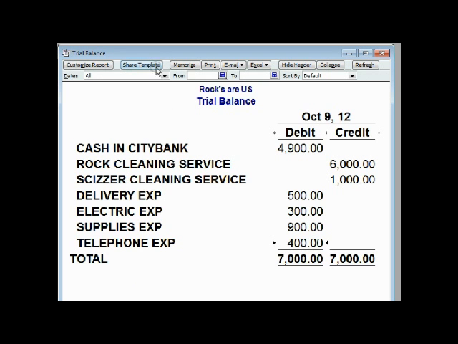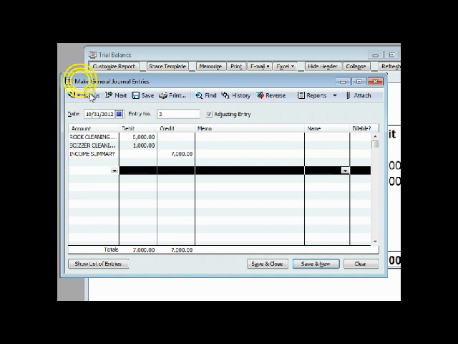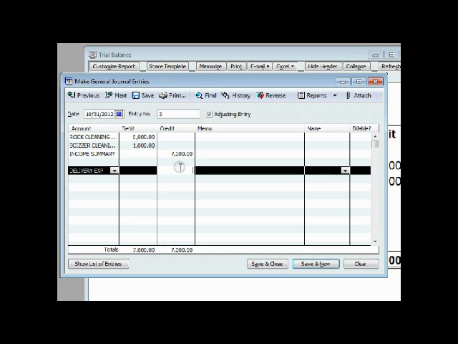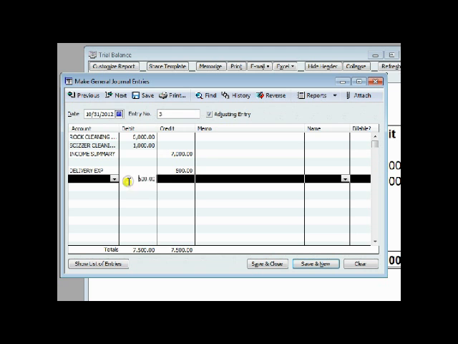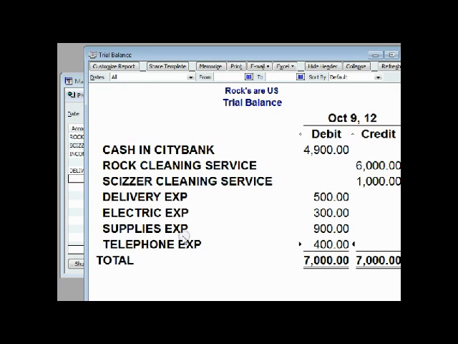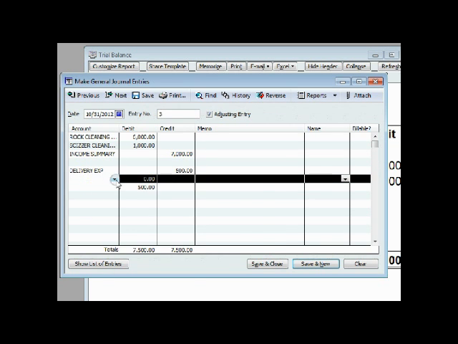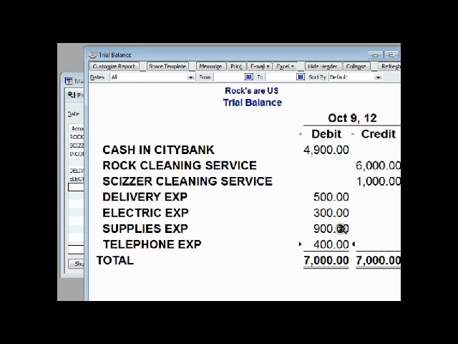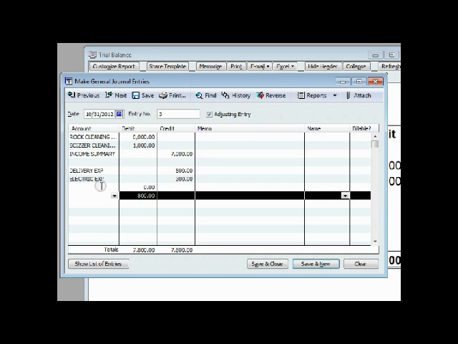So I happen to remember that the expenses, delivery expense was $500. So I'm going to choose delivery expense, and I'm going to put a credit of $500 because that was the debit balance. Okay, I happen to know that electric expense was $300 as a debit balance, so I want to choose electric expense as a credit of $300 in order to make that account go down to 0. Okay, just don't worry about how the computer changes the number.